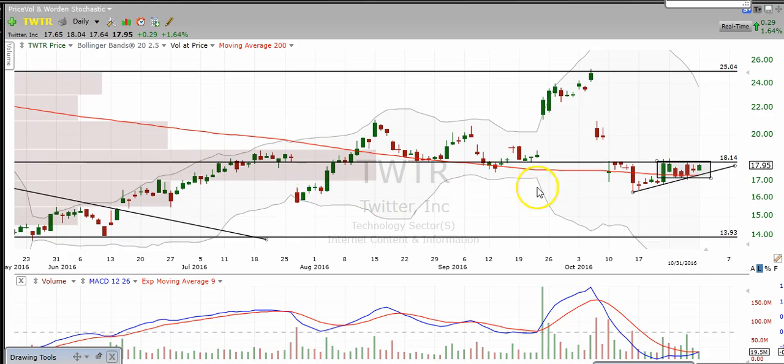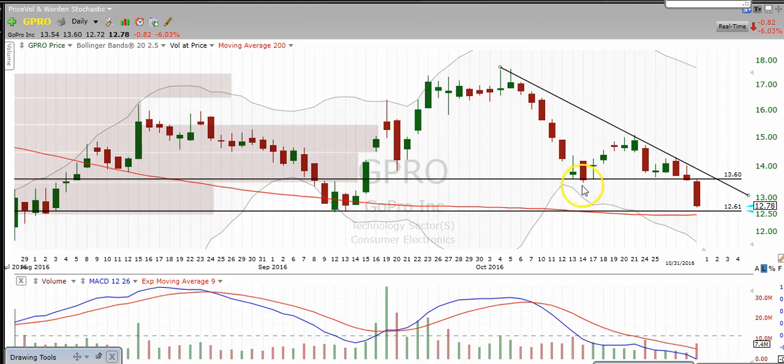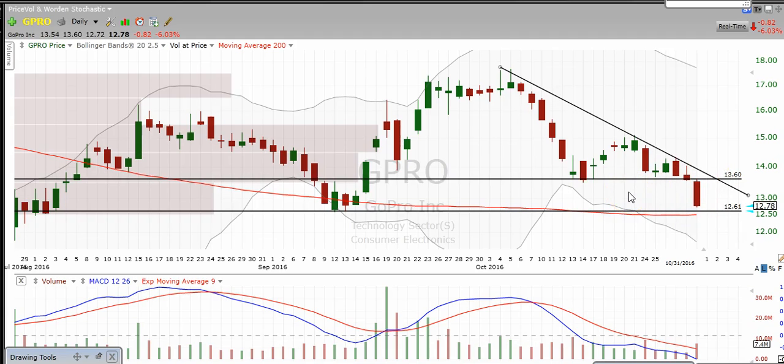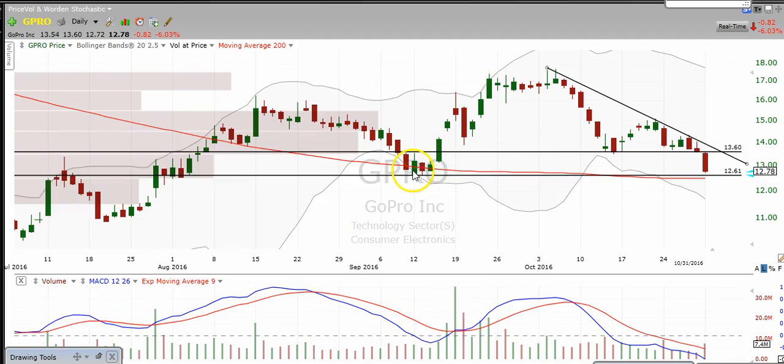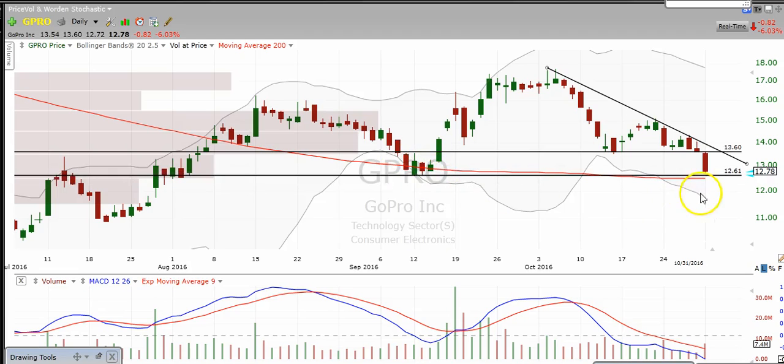The next one we're going to take a look at is GoPro. GoPro broke today below this support. You can see we've got several touches right here, here, and then we closed below it today. So now 1360 is going to be resistance, and we're about to come into a little bit of support here at about 1260 from these lows of these candles, and it's also the 200-day moving average. So you definitely need to be aware of these levels on the GoPro chart.